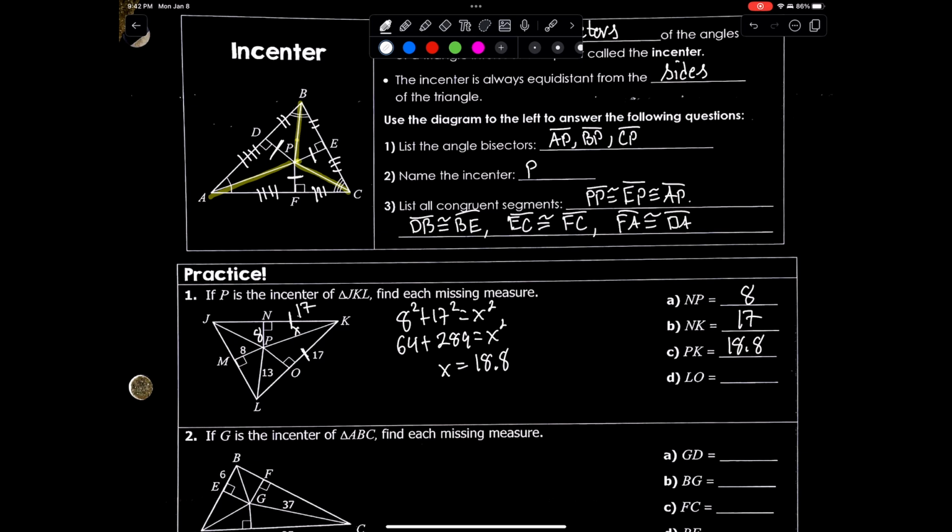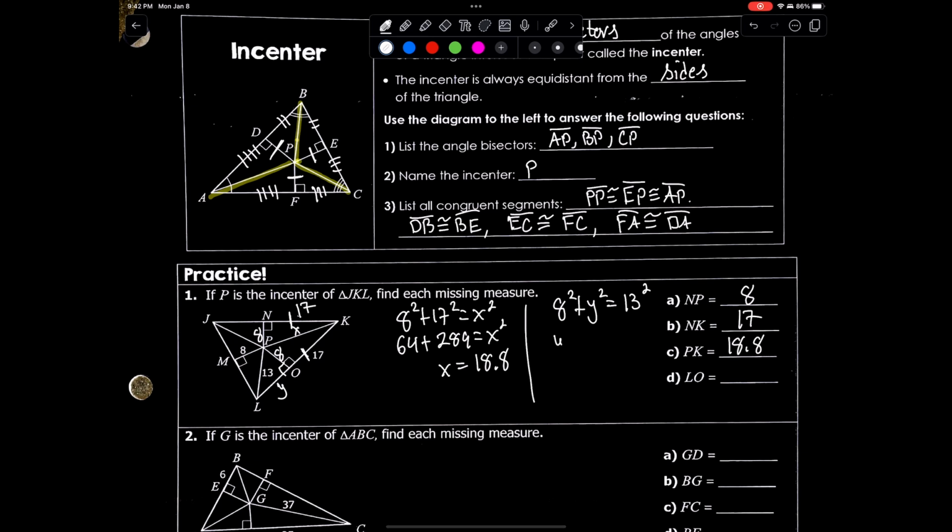Well, same idea. PO is 8 because that's the distance from the side to the incenter. And I've got another right angle right here, right? Because this is a right angle, and this is a line, so they have to have another right angle right next to it. And we're looking for this. Well, that means we've got 8 squared plus y squared is equal to 13 squared.